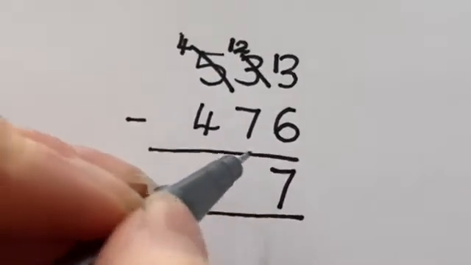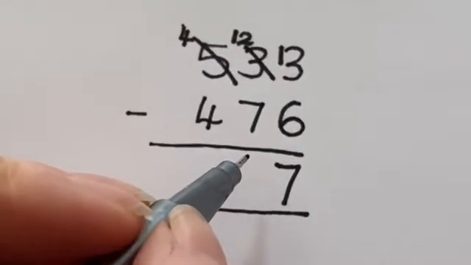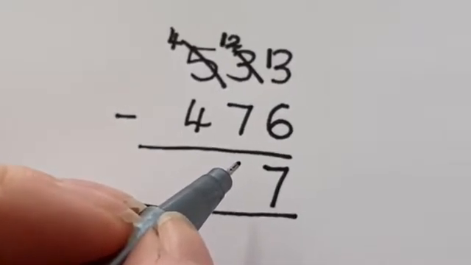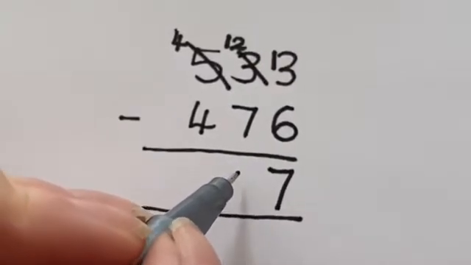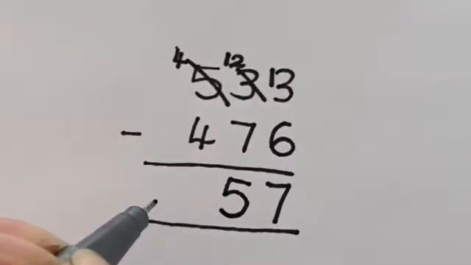12 take away 7. Let's count back. 11, 10, 9, 8, 7, 6, 5. 12 take away 7 is 5.